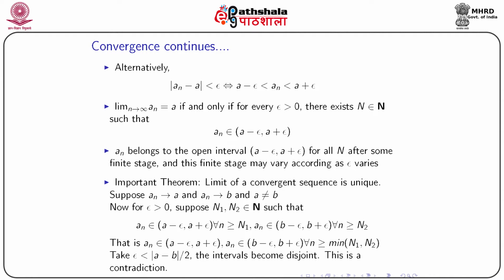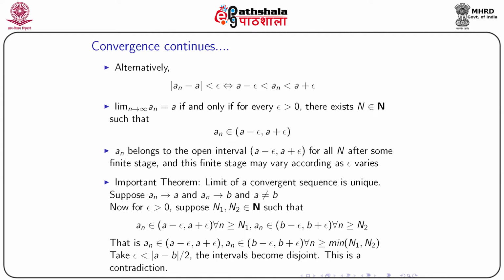If I take epsilon less than mod of a minus b by 2, then these two open intervals become disjoint. That means An belongs to interval 1, and once again An belongs to interval 2, where the intervals are disjoint. This cannot happen. So this is a contradiction. So whatever we assumed, that A not equal to B, is not correct. So we must have A equals B. This shows that the limit of a convergent sequence is unique.